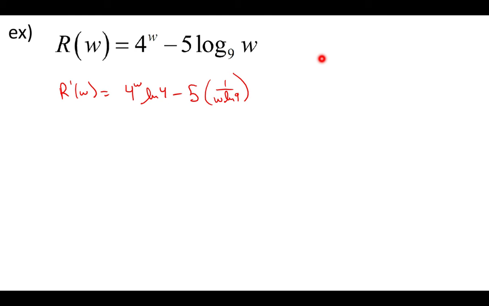And really the only thing to do to simplify this is maybe just write that 5 on top. So we got 4 to the w, natural log of 4, minus 5 over w ln of 9. And that's it.